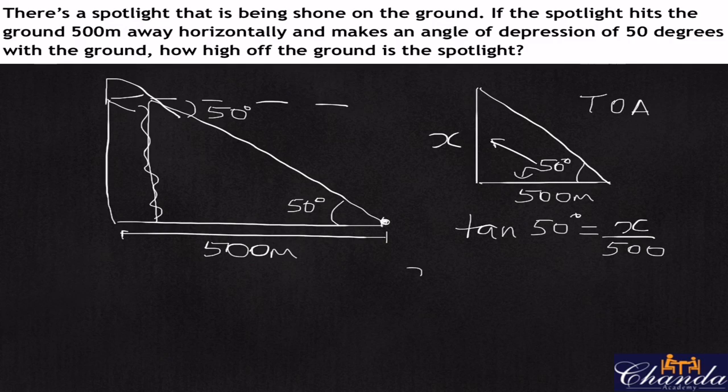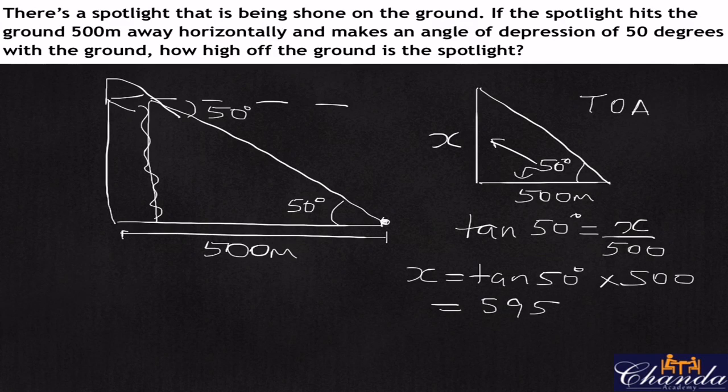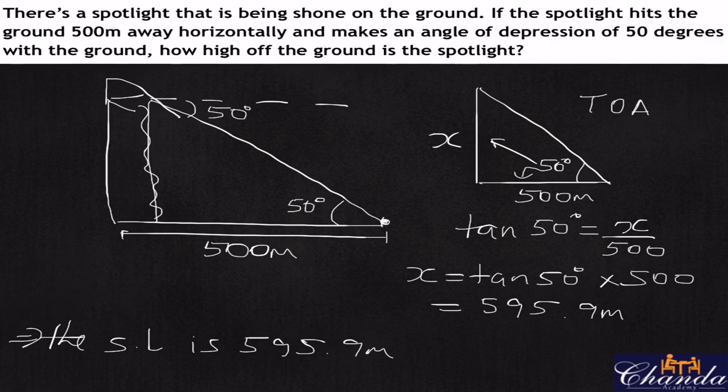So x is equal to tan of 50 times 500, which gives me a value of 595.9 meters. So how high off the ground is the spotlight? Therefore, the spotlight is 595.9 meters off the ground.